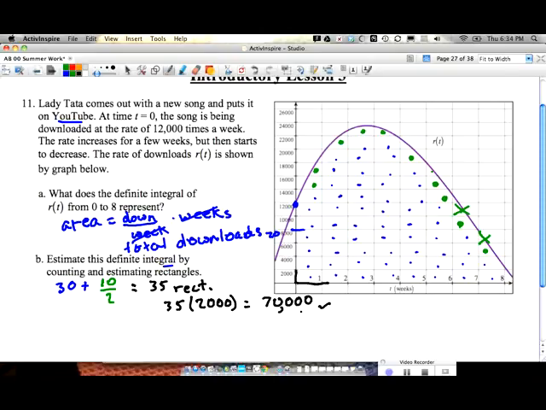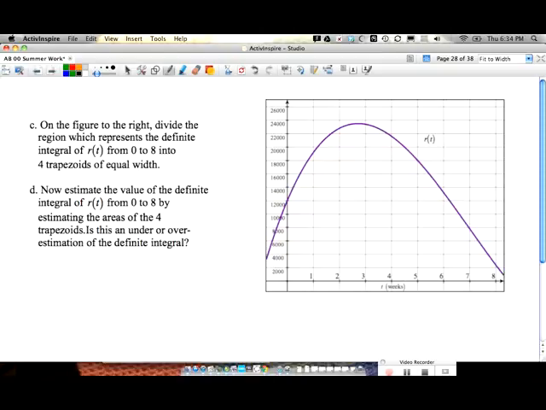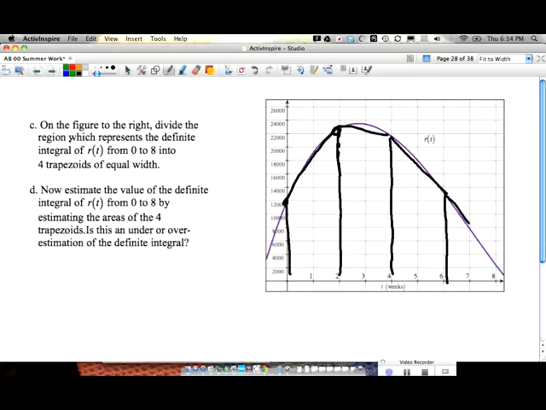Let's continue on to the next part of this type of problem. Looks like we're still going further with parts C and D, same problem. On the figure at the right, divide the region which represents the definite integral from 0 to 8 into 4 trapezoids. So that means I've got to start here and here. I'm going every 2, because if I'm going up to 8 and I count by 2s, that splits me up into 4 intervals. There's one, here's another one, here's another one, and then the final one. All right, so check. Did that.